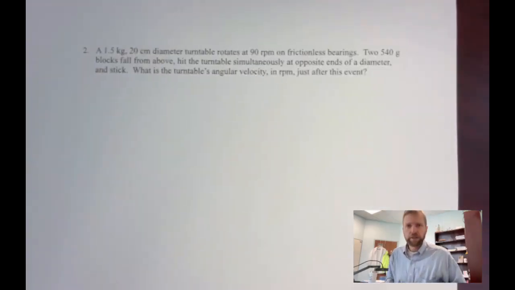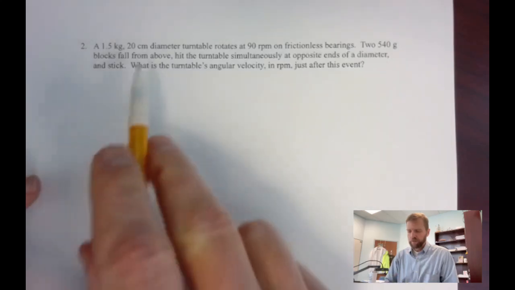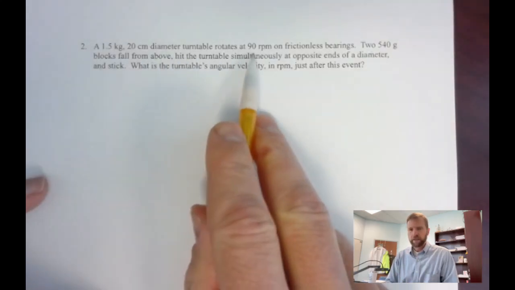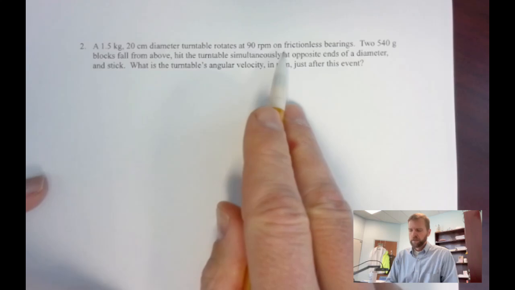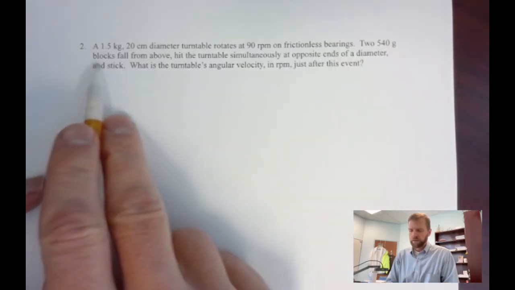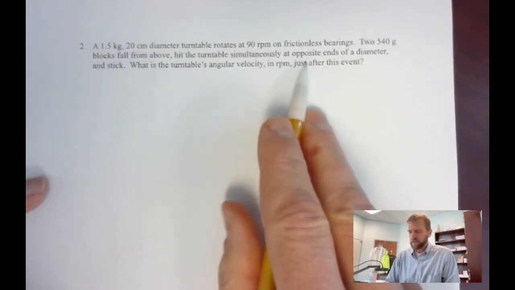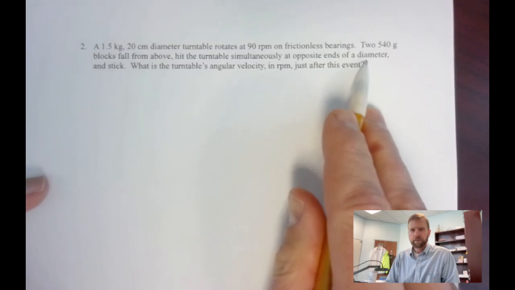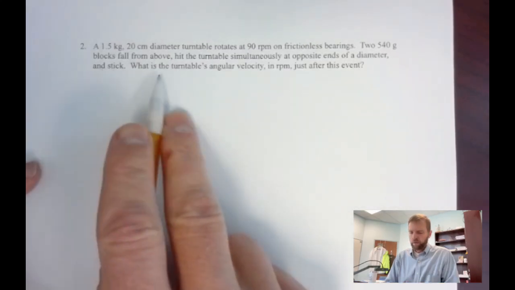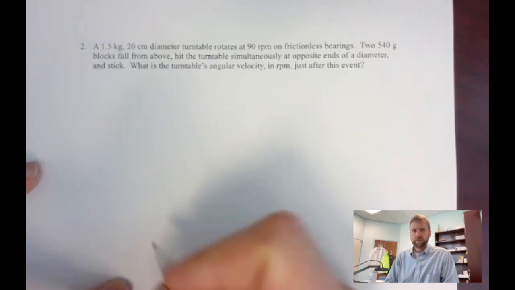All right, let's move on to the next problem. We've got a 1.5 kilogram, 20 centimeter diameter turntable that rotates at 90 RPMs on frictionless bearings. Two 540 kilogram blocks fall from above, hit the turntable simultaneously at opposite ends of a diameter, and stick. What is the turntable's angular velocity in RPM just after this event?